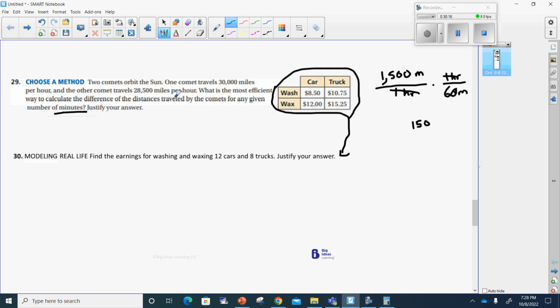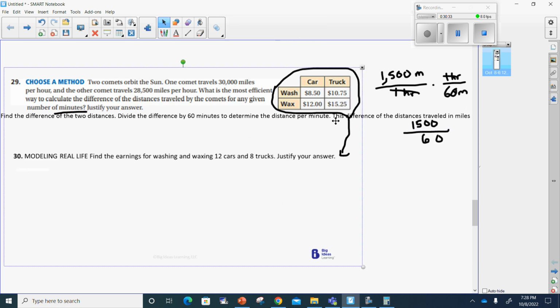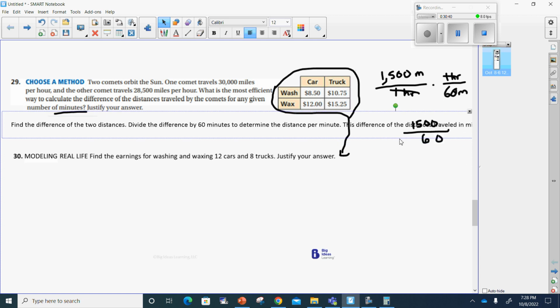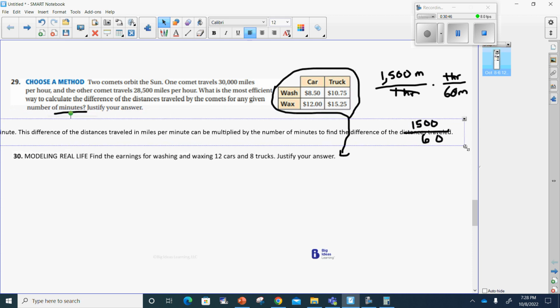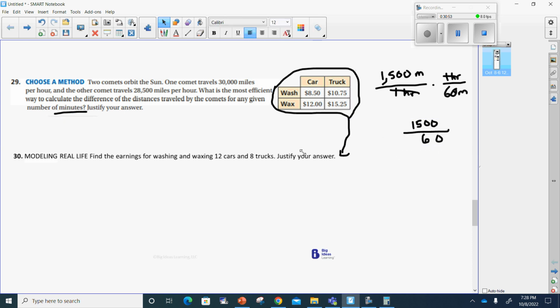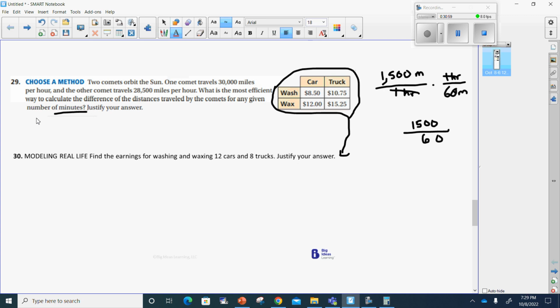Well, it says, what is the most efficient way to calculate it? So it's 1,500 divided by 60. So let's put this over here. And that looks like that's not going to work. So I'm going to type in my own answer here. I was hoping I could just copy and paste from the book.